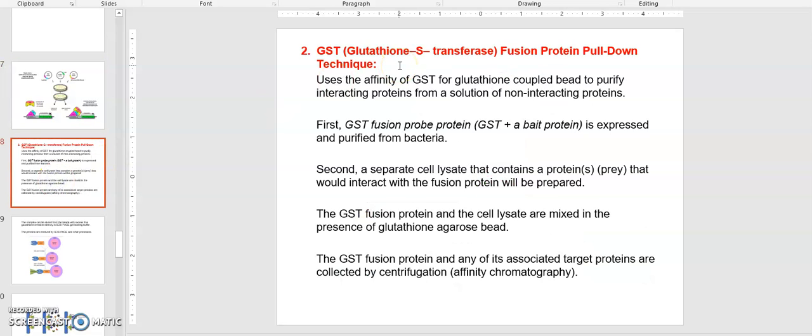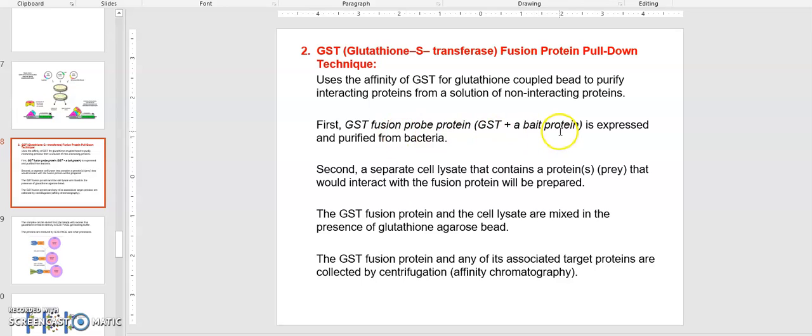And number two method is called the GST fusion protein pull-down technique. Okay, GST, we talked about it. It's a glutathione S-transferase enzyme, right? You create a fusion of GST with your target protein, and then pull down. Pull down is what? It's a purification over a column. Now that's what GST fusion protein pull-down is. Okay? How does that work? So the GST coding gene is fused with a gene of your interest, which will code for your protein. Okay?